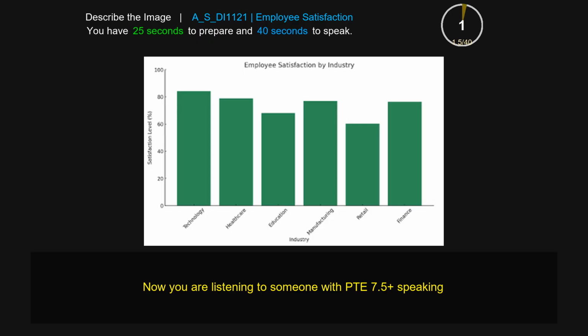The image provided is a bar graph which gives information about employee satisfaction by industry. It is evident that the highest goes to technology, which is about 80, as well as manufacturing, the same at 80. Conversely, the lowest goes to retail, which is 70. Another interesting point is the second highest is healthcare and finance, which is 75. Overall, this picture is about employee satisfaction by industry among technology, healthcare, education, retail, and finance.